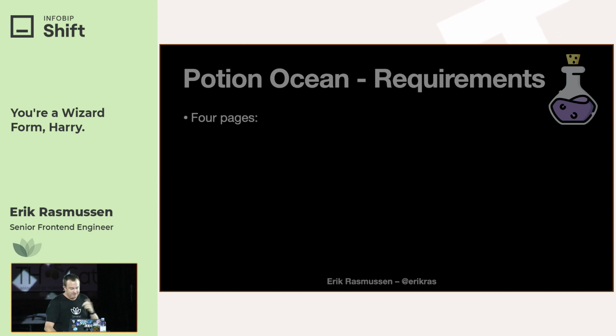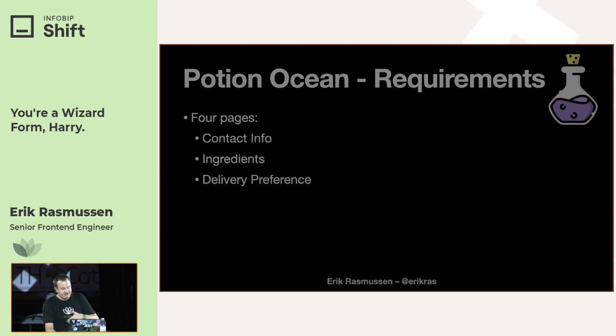So we're going to have 4 pages of inputs. We're going to have our contact info. We're going to have our ingredients that we want to order. We're going to have our delivery preference. And then we're going to have our delivery address. And then at the end, there's going to be an order completed page.